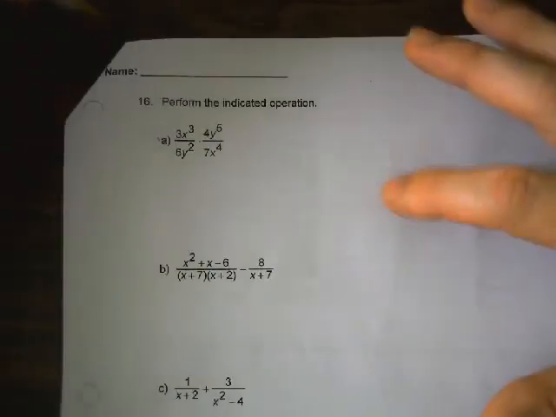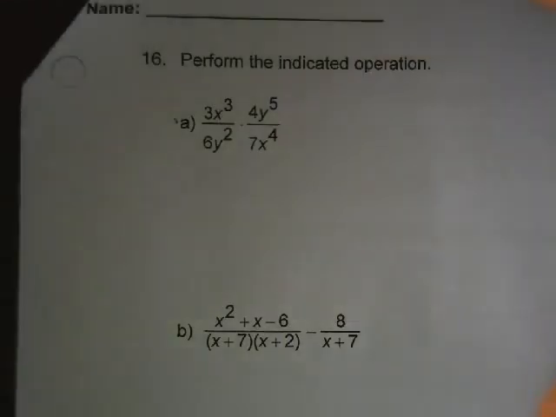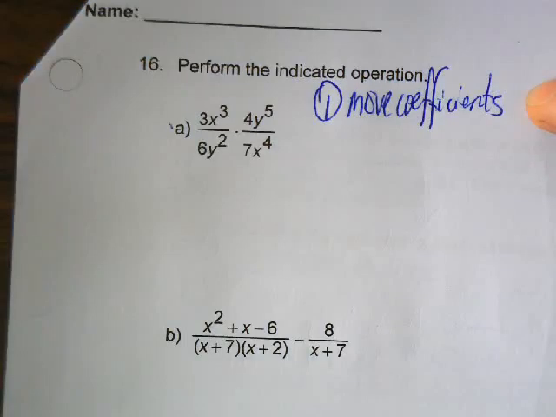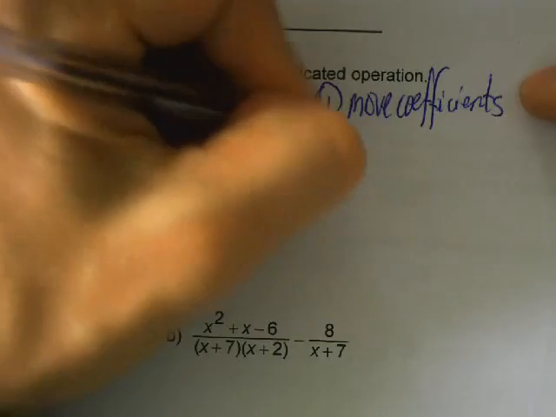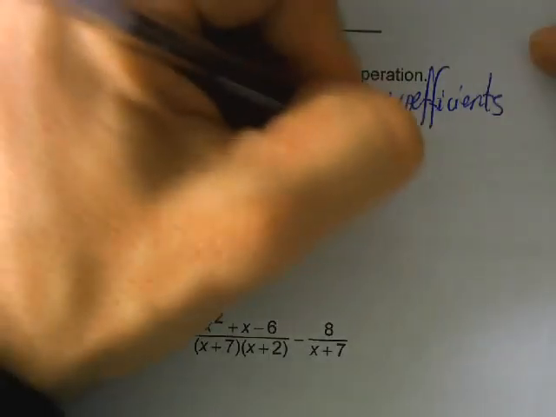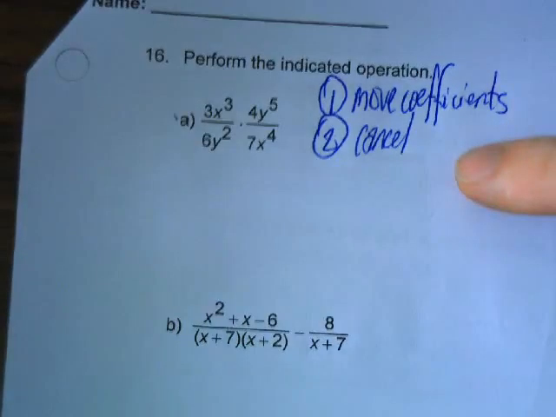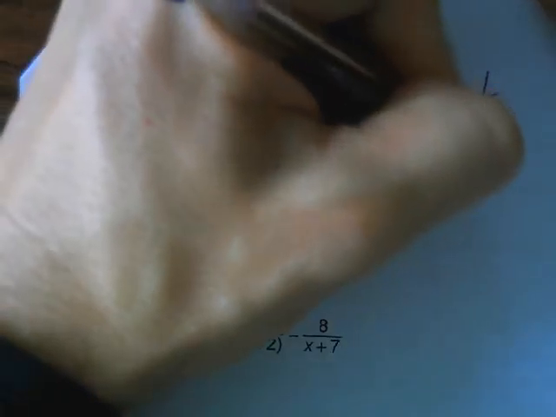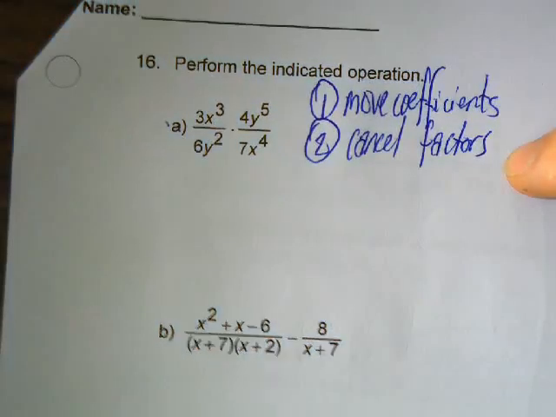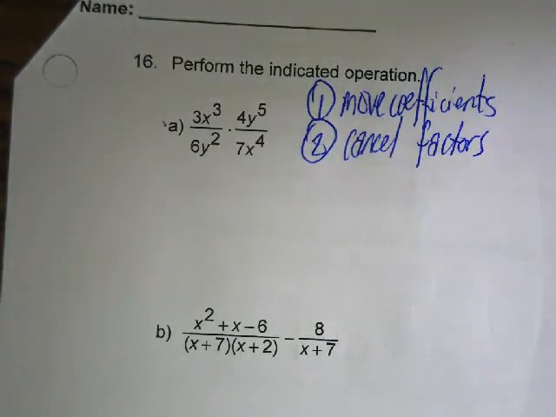Alright. Part A. Here's what you want to do. Step 1. Move the coefficients. Move all of your coefficients. If they don't have your steps here, go ahead and write them on. Move the coefficients. Step 2. They don't want us to use the word, but we are going to have to use it. We're going to say we're going to cancel factors. It's not actually what we're doing, but it makes it a lot simpler to say this way.